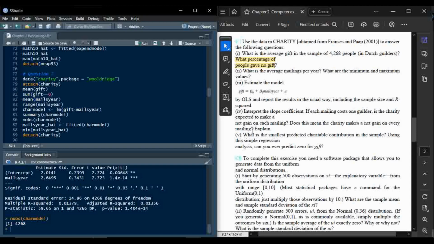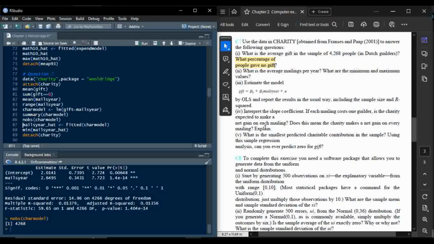and this is only the average. However, it is possible that some mailings generate no contributions or a contribution less than the mailing cost, and it is possible that other mailings might have generated much more than the mailing cost. So this slope coefficient 2.65 is only associated on average. Some people might have zero contribution and some people might have less contribution than the mailing cost. Therefore it is not possible that the charity has made a net gain on every mailing.